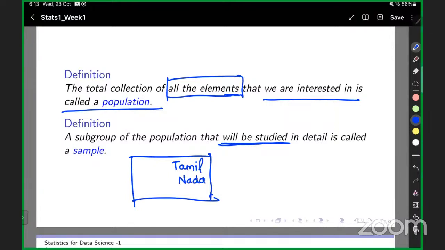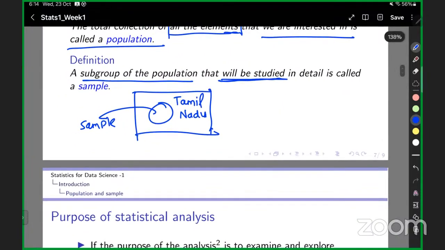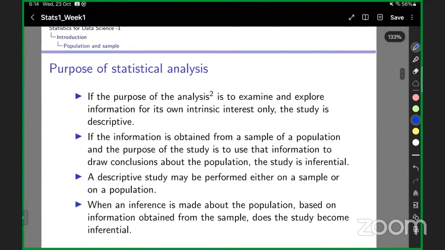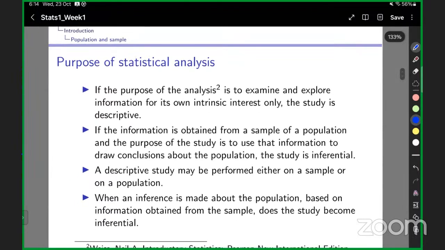Okay, so this is our population, and of course I can't go and collect all the houses' data. I'll take a sample of it, which will be a subgroup of the population. Yes, this is a subgroup of the population, and that will become our sample. So why do we want to do this statistical analysis?